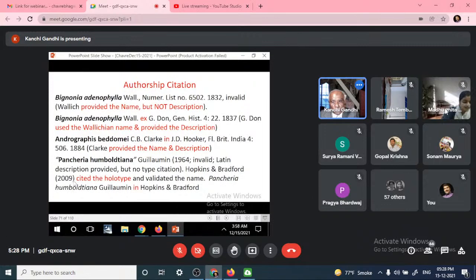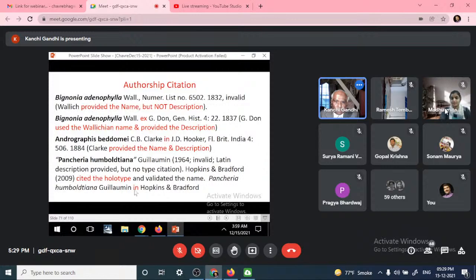Originally proposed in 1964. Now, who are the authors? Even though the name was validated by Hopkins and Bradford, who provided the type, they are not the authors of the name. Guillaumin continues to be the author. It is an 'in' authorship. You may ask me, what is this? Wallich published invalidly, so we are adding ex authorship there. And Guillaumin published invalidly, but we do not add ex authorship, we are adding in authorship.